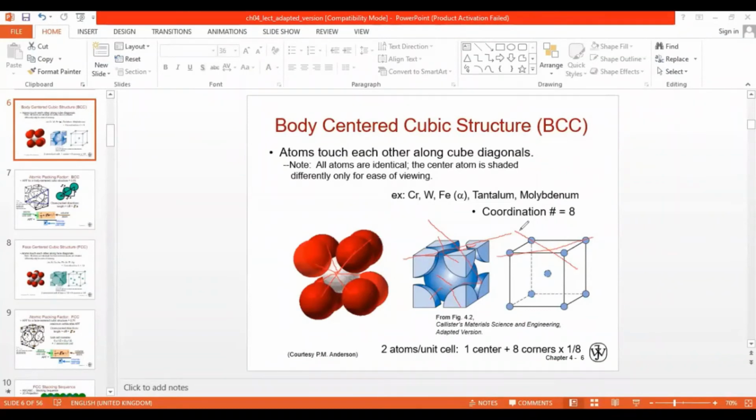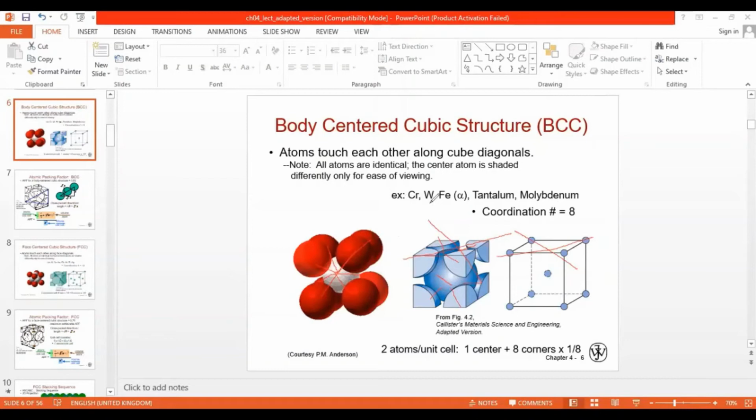The center atom is shaded differently only for ease of viewing, right? So the first diagram you see here, that is a white atom, and then there are a few red atoms, right? So in nature all atoms are similar, right? There's no red and white. I just need to show it differently, right? Otherwise, if this one is also red, I can't show the coordination and all, right? So for that purpose it is drawn differently. Otherwise these are all identical.